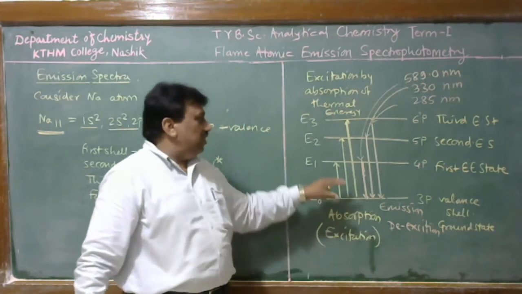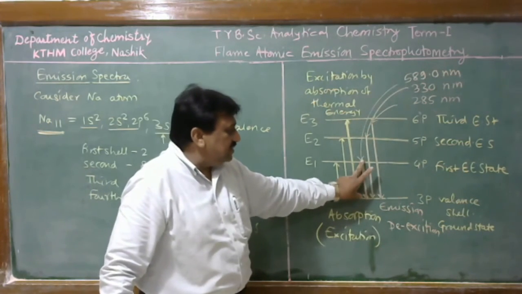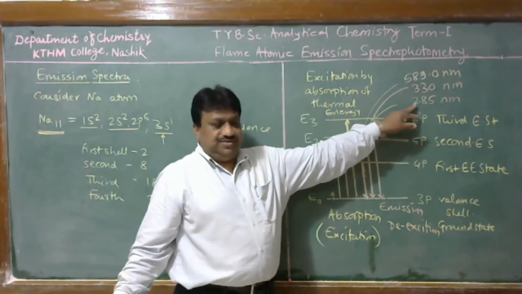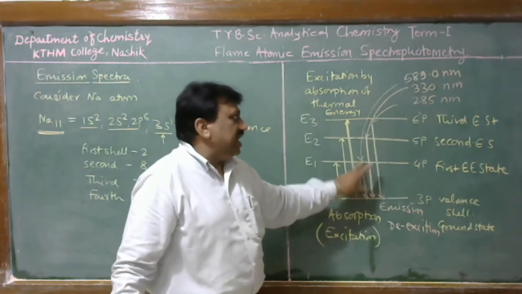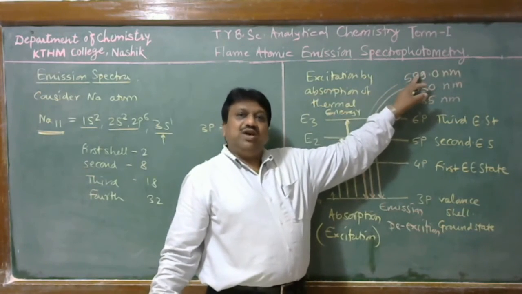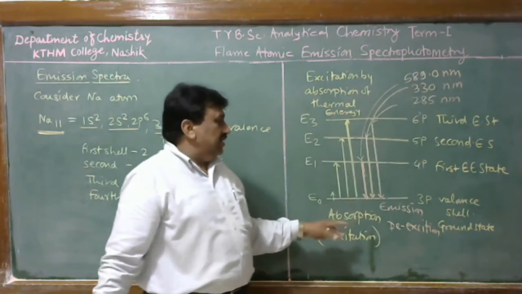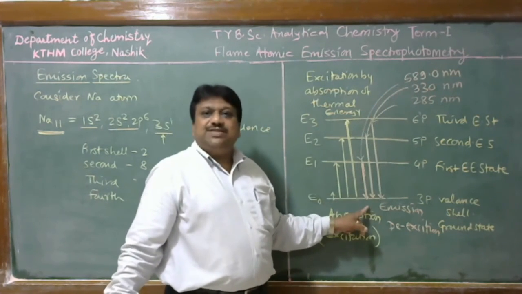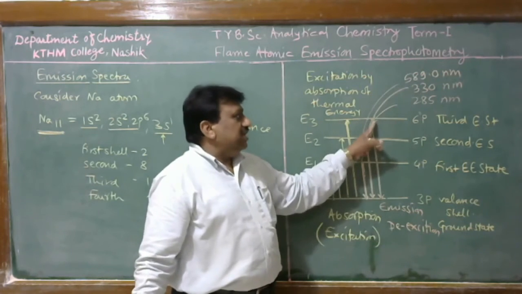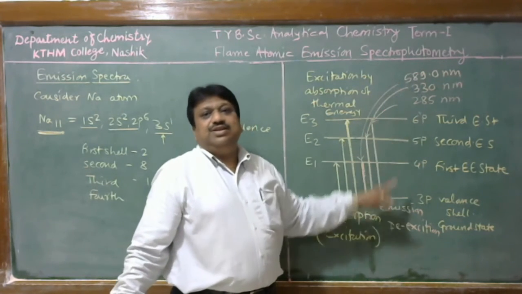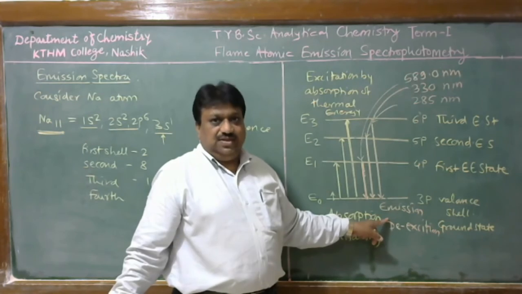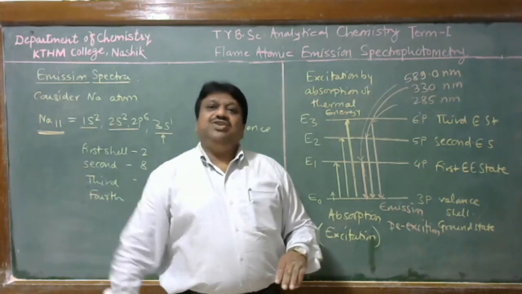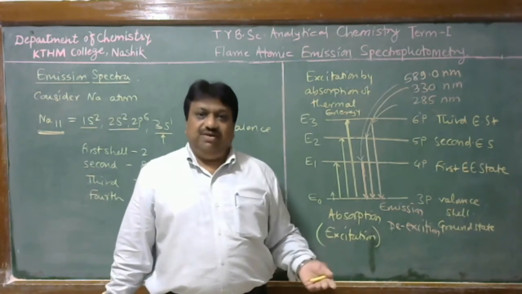In this case, you will observe that for the highest energy gap we have a wavelength in the shorter region, and for the smallest energy gap we have a wavelength in the longest region. That means emission occurs at a longer wavelength when the energy gap is small, and at a shorter wavelength when the energy is greater. So there is an inverse relationship between emission energy and emission wavelength.